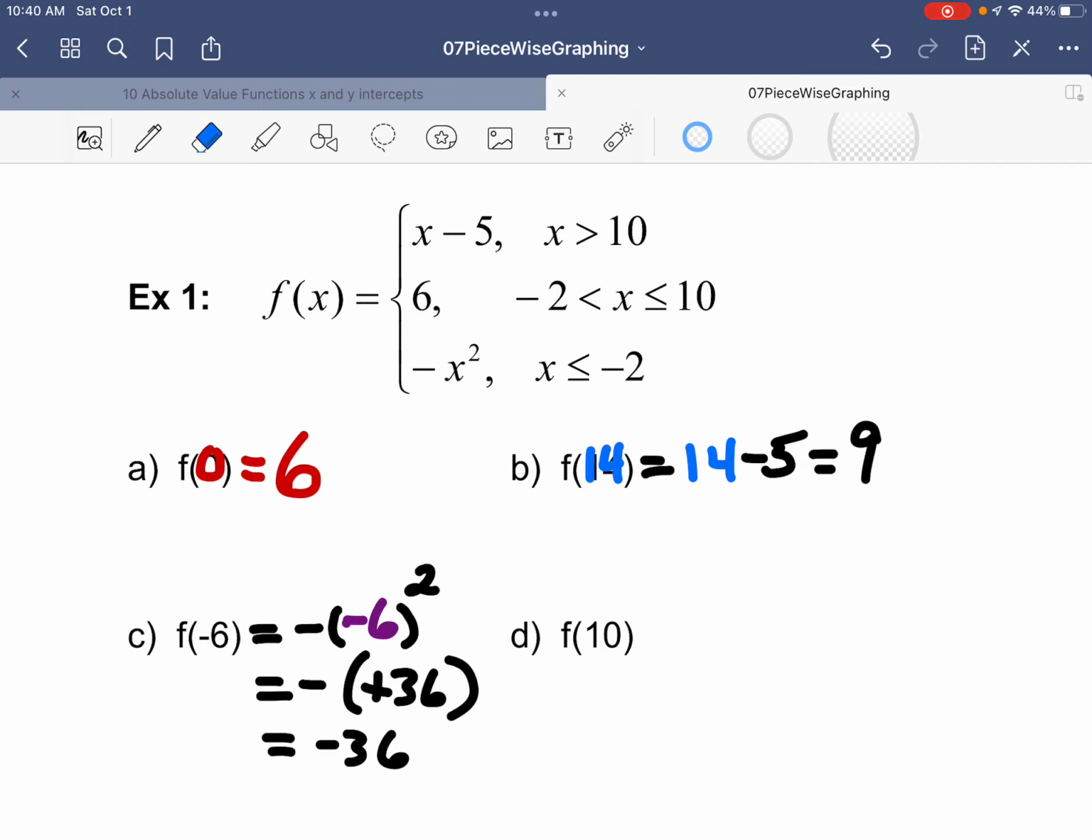How about the number 10? Where are you going to plug in the number 10? We want to do f of 10. Now, is 10 greater than 10? No, it is not, but it is equal to 10. What that means is that I'm going to plug into this piece again, this middle piece, which, as we said, is always equal to 6.